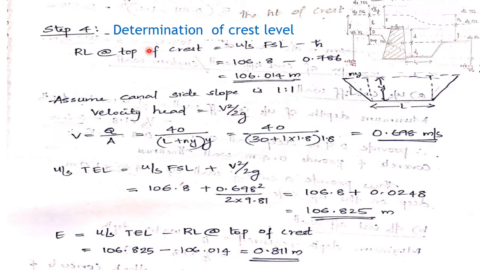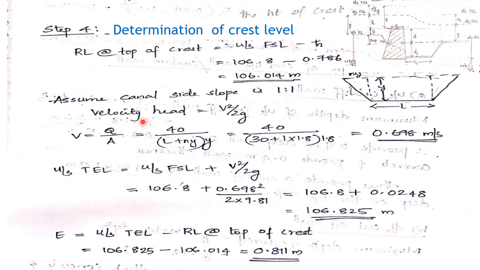Step 4 is a determination of crest level. That is, we have to fix the level of the top of the crest wall. That is, we are going to find out the reduced level of this point or this line. Now for that, the reduced level at top of the crest is equal to upstream FSL minus small h, that is equal to 106.8 minus 0.786 that we have found out in the previous step, that is equal to 106.014 meters. Now the canal side slope is not given, so we are going to assume it as 1:1.